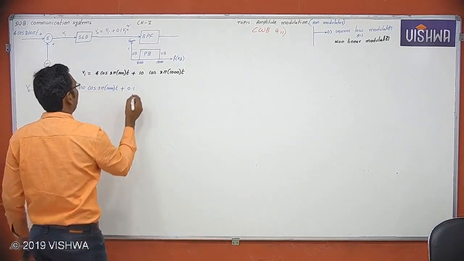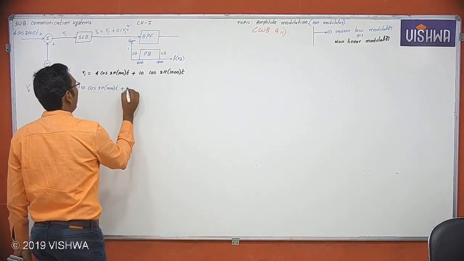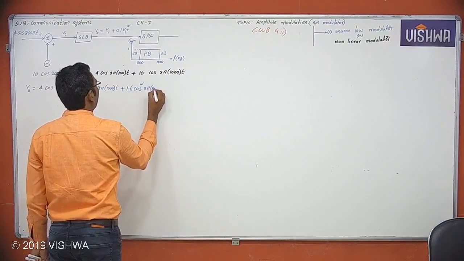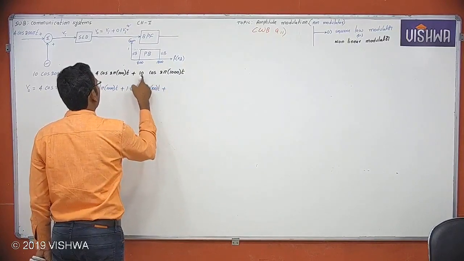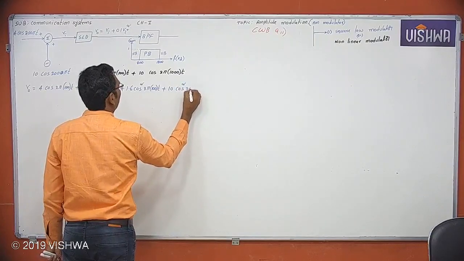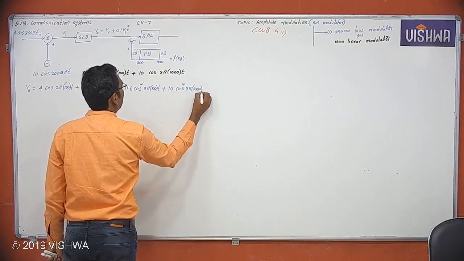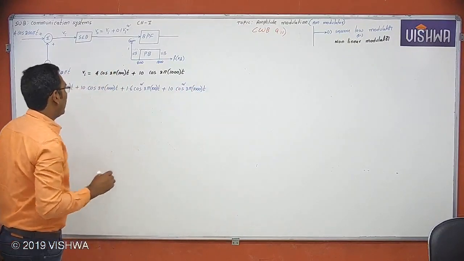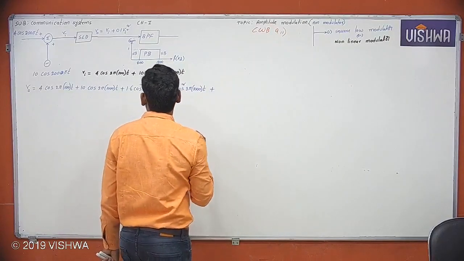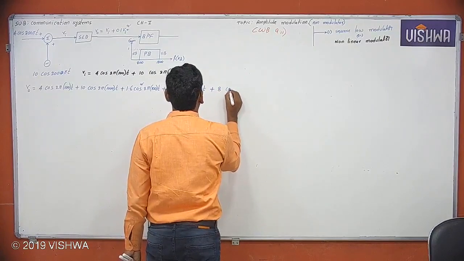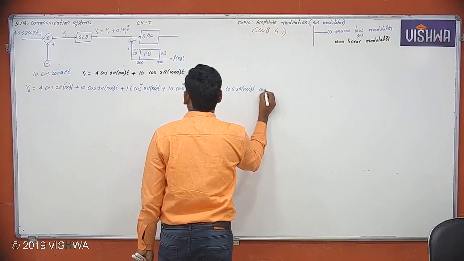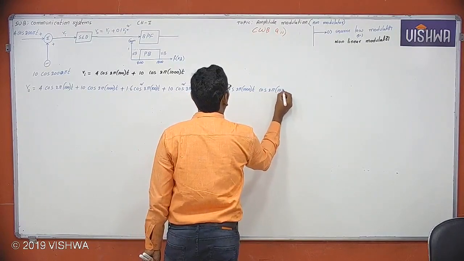Vi square means 4 square, 4 square means 16, 16 into 0.1 gives 1.6 cos square 2 pi into 100 into t, plus 10 square is 100, into 0.1, 10 into cos square 2 pi into 1000 into t, right? Now plus 2ab, 2 into 4, 8 into 10, 80 into 0.1, 8 cos 2 pi into 1000 into t cos 2 pi into 100 into t.